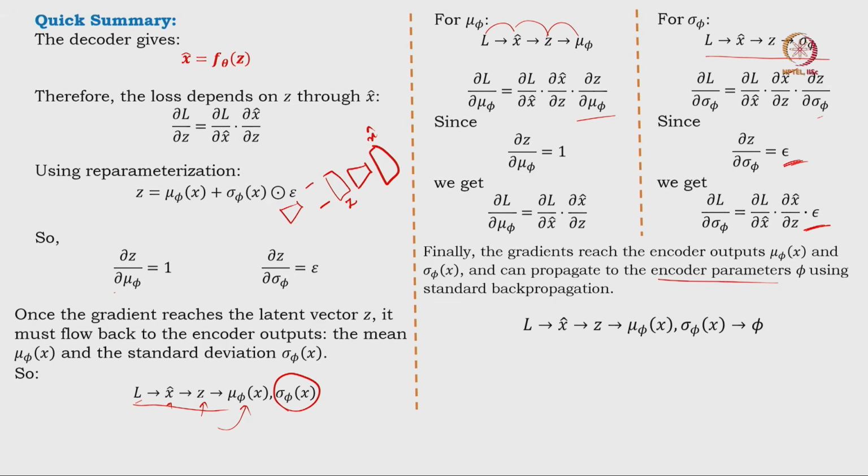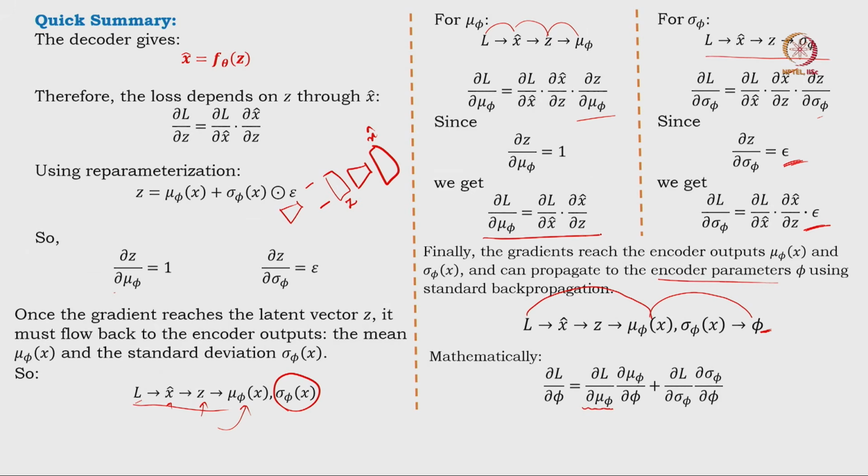What is the path? First of all, you have to reach this parameter. Here phi is the parameters of the encoder, which will be weights and bias. So how can you reach this using a chain rule? Mathematically we can write the derivative of loss with respect to mean, and from mean we can reach this particular parameter. And that is this particular term, right? So now we can easily update the parameters.